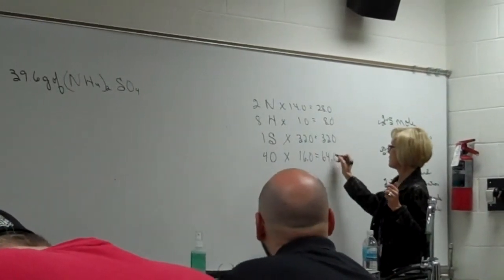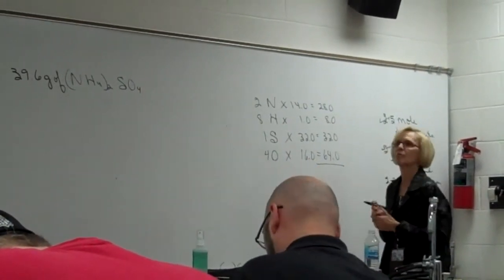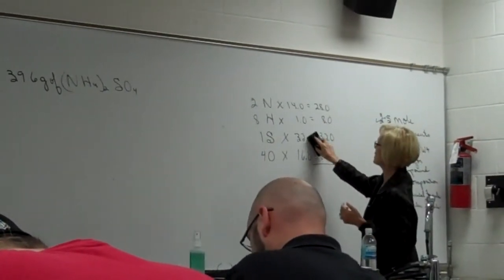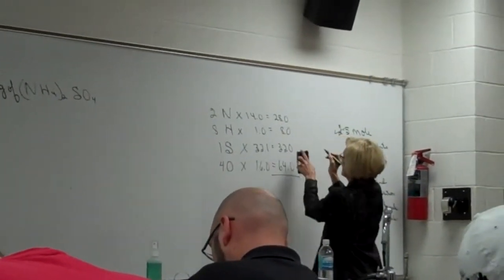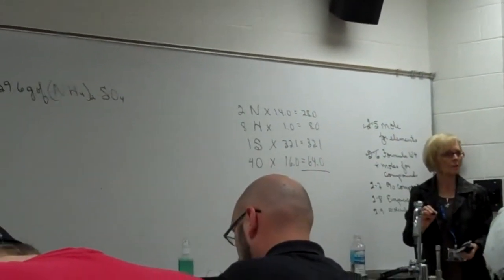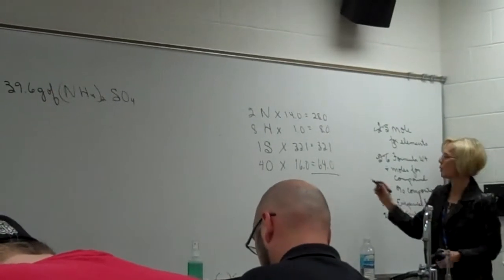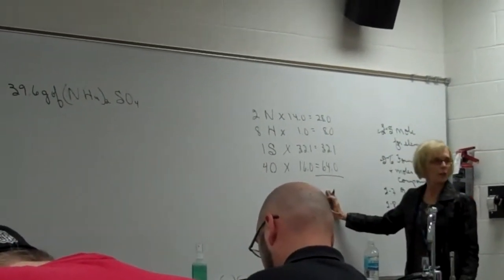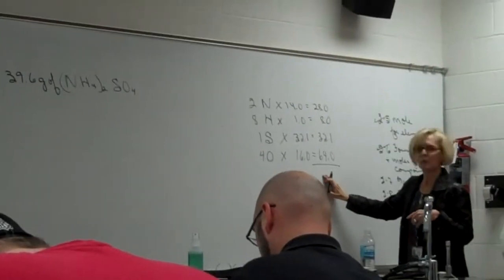Yeah, Andrew? On the sulfur, if you round it, it's like 32.1. Yeah, let's do that. Excellent point. We're going to take it to the nearest 1. So then we're going to add this all together. And what are we getting? Does someone have, what are we getting here?